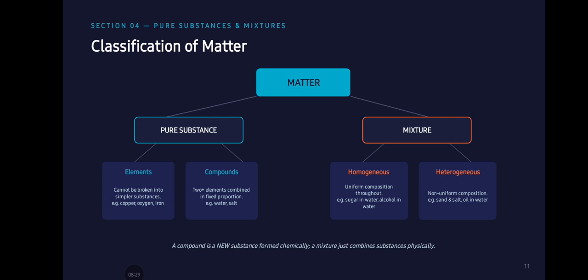Classification of matter. So, matter is classified in two parts: pure substance and mixture. Pure substance is further divided into elements and compounds. In pure substance, elements are the first part, that cannot be broken into simpler substances. Example, copper, oxygen, iron. And second is the compound, two or more elements combined in fixed proportion. Example, water and salt.